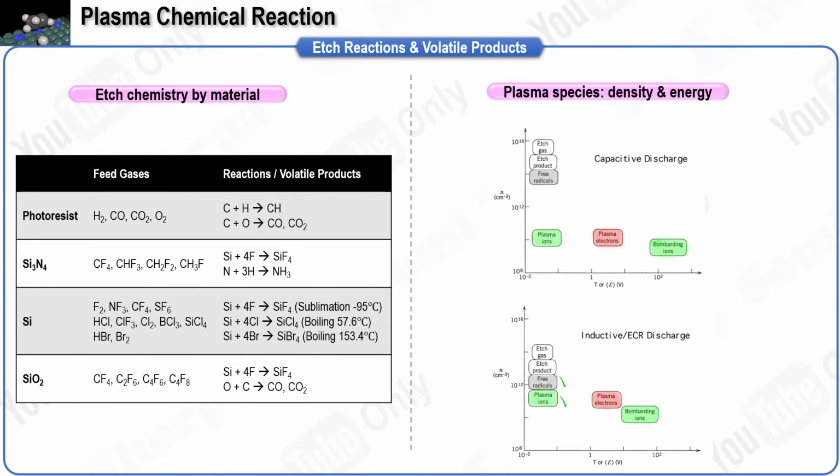The lower chart represents an inductively coupled or electron-cyclotron resonance discharge, commonly called ICP or ECR. Here the ionization and dissociation rates are high, so the radical density is high and the ion density is also high. The sheath voltage is lower for the same power, so ions arrive with lower energy but in much greater number. With many radicals and many ions together, the etch rate becomes high while maintaining strong directionality from the sheath.